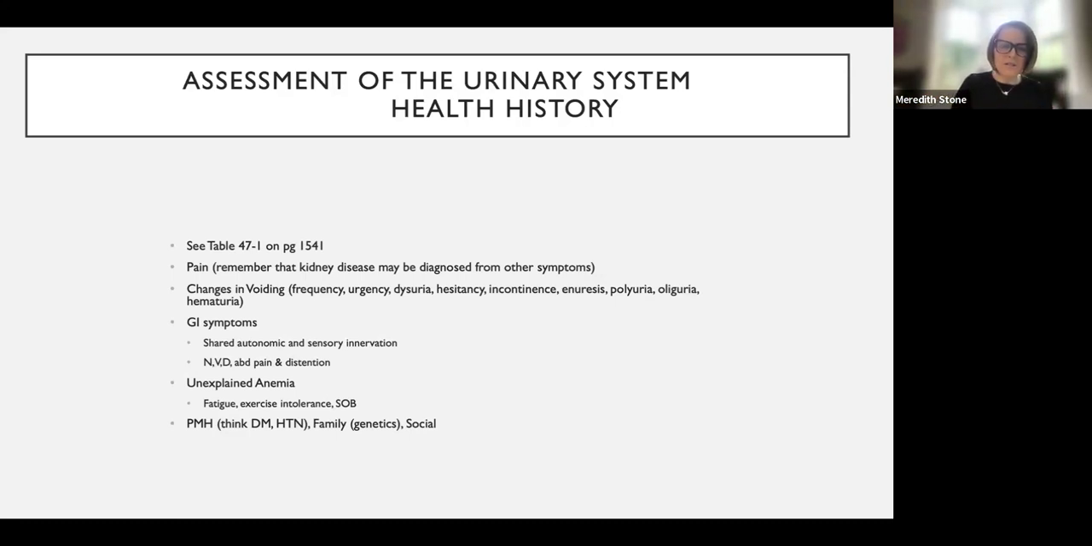So the nervous system and sensory innervation. Have they had any nausea, vomiting, diarrhea, abdominal pain, distension, right? Because a lot of times GI and GU symptoms look alike. And when you're trying to rule out what is going on, you need to be asking about those GI symptoms too. Unexplained anemia, because remember the role of erythropoiesis, and past medical history.